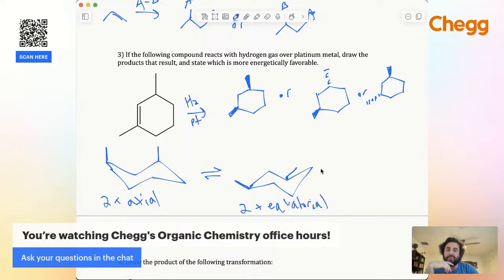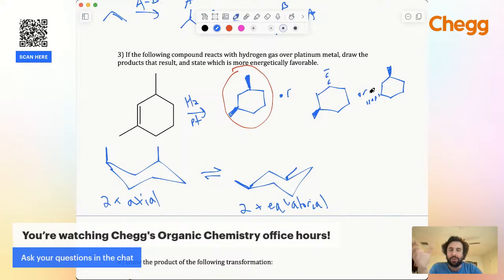We know that the equatorial position is the more energetically favorable position for each carbon in the chair. So the best situation we could have is two equatorial methyls. We don't even have to look at the trans isomers, because for the trans isomers, if one is up and one is down, then in one chair we'll have an axial methyl and an equatorial methyl. And then when we flip it, they'll switch. The one that was axial will be equatorial, and the one that was equatorial will be axial. So this is definitely the best one.